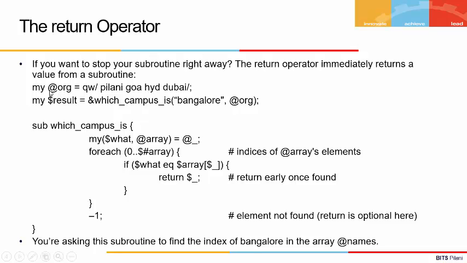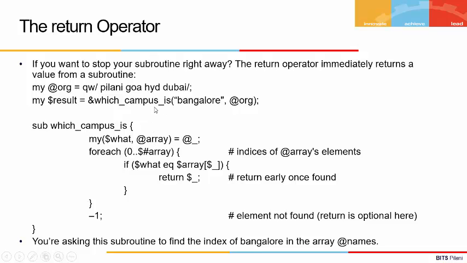So for example, we can see here I have an array with the values Pilani, Goa, Hyderabad and Dubai. And this is the result: which campus is Bangalore? So I want to check that. I have this subroutine. I want to check what the variable what is. I'm defining the variable what, and in that I have an array.